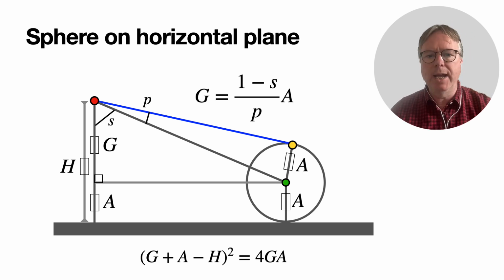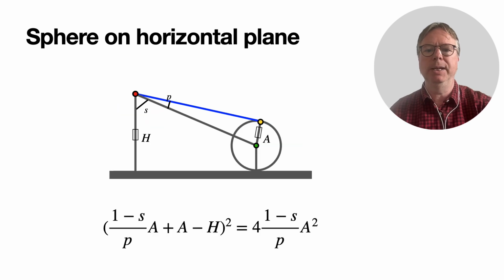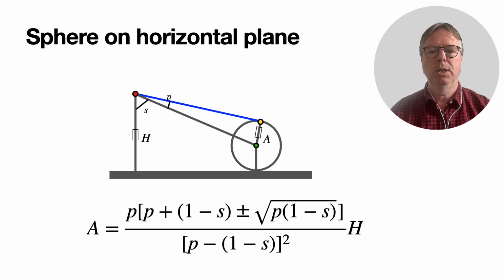Now we already have an expression for G, so let's fill that in. And then we get this long expression. Let's make the expression bigger and the diagram smaller. So here it is, and this is the solution. Note that radius A is something times height H. So the overall form is pretty simple.